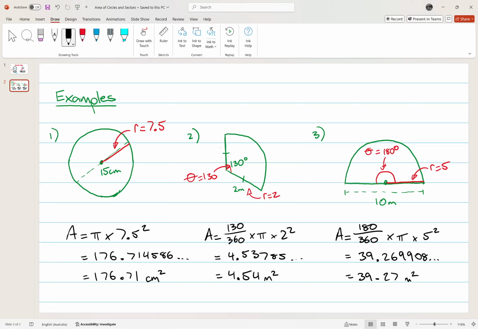So that's that. You see that all it comes down to is the formula pi times the radius squared, and if we're doing a sector, you just need to put a fraction in front of it, which will be the angle between the two radii divided by 360, and then pi r squared.